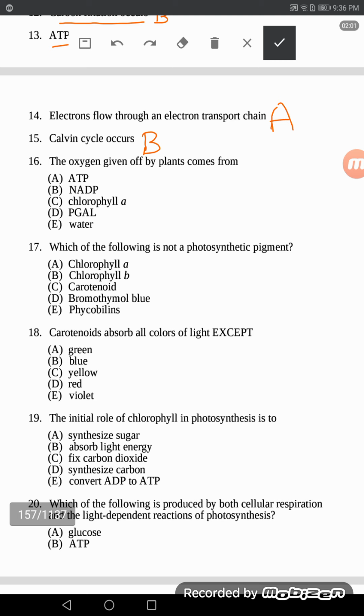The oxygen given off by plant comes from. So the oxygen, we explained that in the first and the second video. The oxygen comes from the water. We know that it's from H2O. So the answer for the question is E.